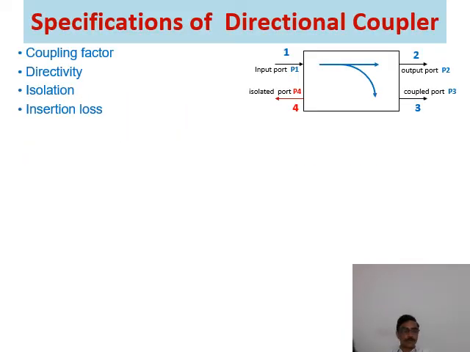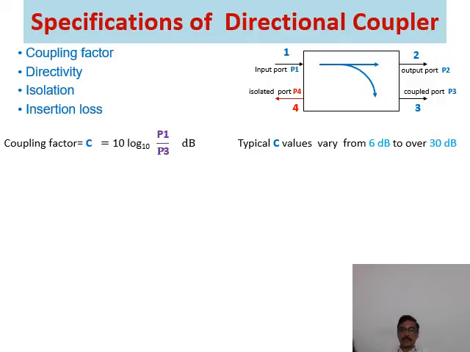In general, 4 parameters are used to specify the performance of a directional coupler. They are coupling factor, directivity, isolation, and insertion loss. These parameters are defined in terms of power ratios. Now let us see the definitions of all these 4 parameters. The first one is coupling factor, which is equal to 10 log base 10 of the power ratio of P1 and P3. Typical values of coupling factor range from 6 dB to 30 dB.